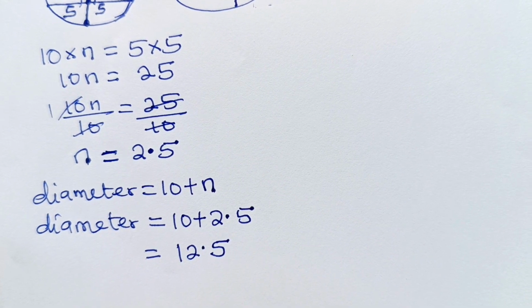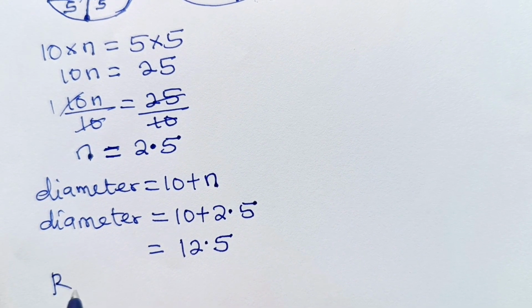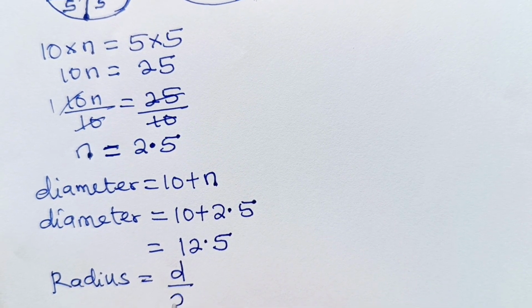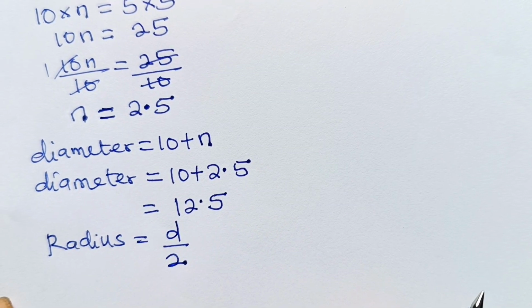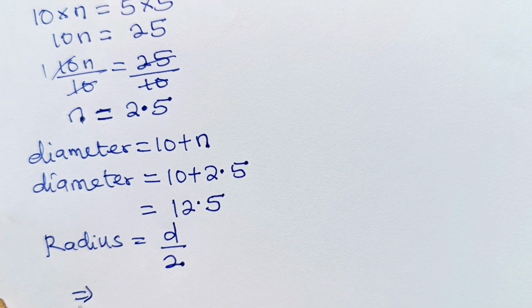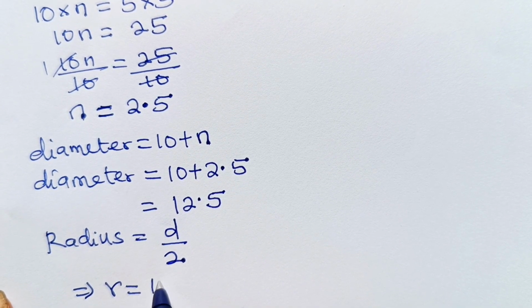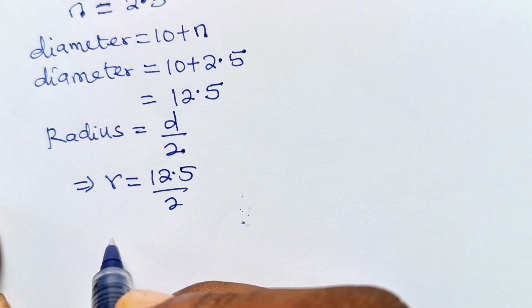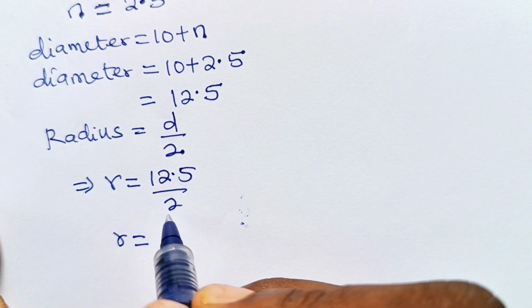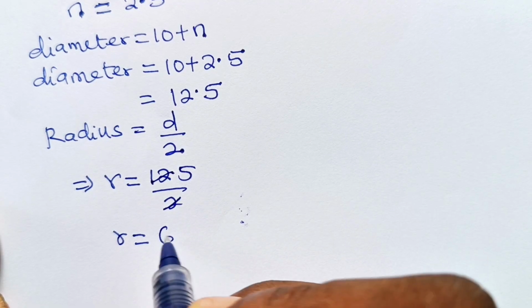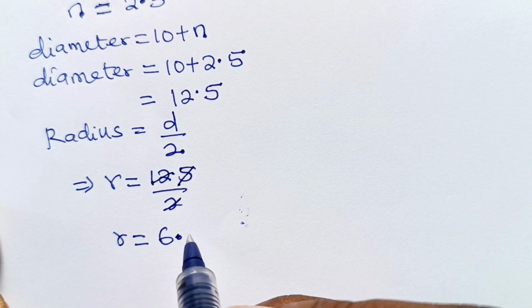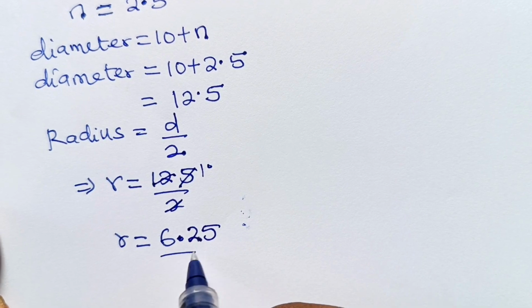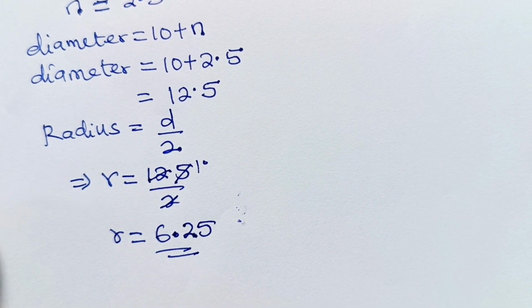Now we are asked to find the value of the radius. Remember that the radius is equal to d divided by 2. That is half of a diameter. So it simply means that our radius is equal to 12.5 divided by 2. If we solve that, when 2 divides 12, we have 6 point. If we divide 5, we have 2 remainder 1. 2 divides 10, we have 5. So it means that the radius is 6.25 units.